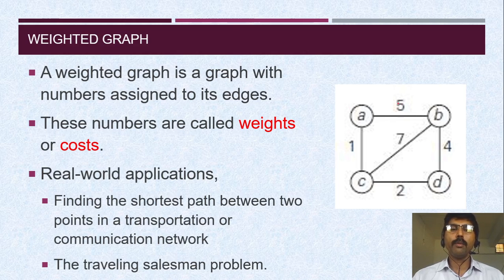transportation or communication network. For example, if you want to travel from Kumta to Hubli, there are many paths. Which path is the shortest one, that we have to identify. In that case, we need a weighted graph.